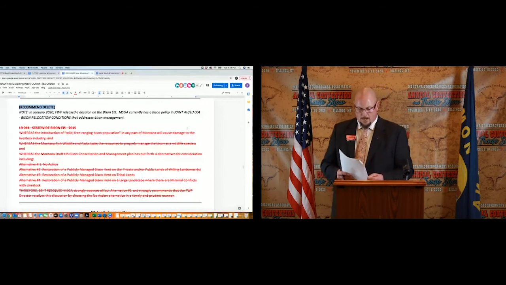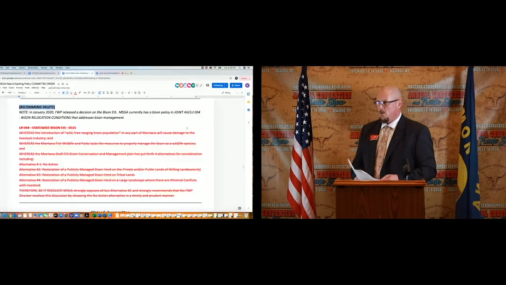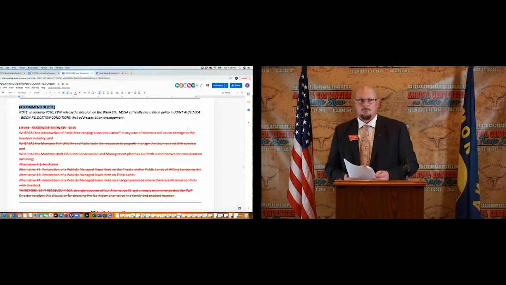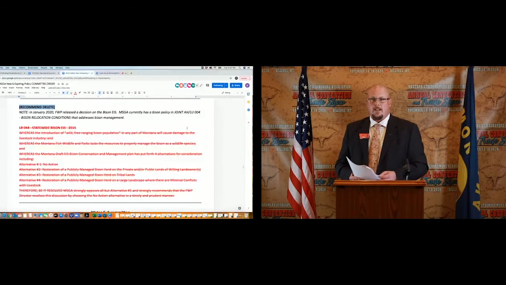We are voting on striking LR 044 from the policy book, statewide bison EIS, which was replaced by joint AHLU 004. We're taking our votes. Please send your vote in through chat. Still collecting votes, LR 044.